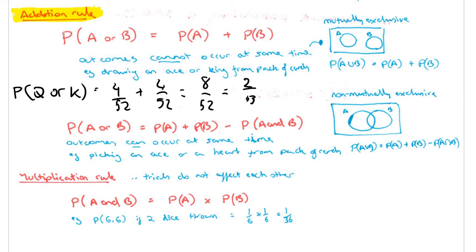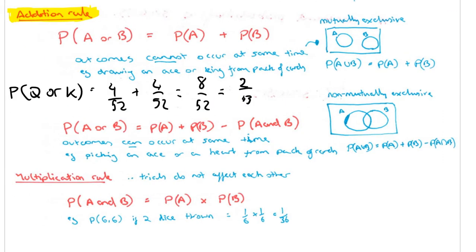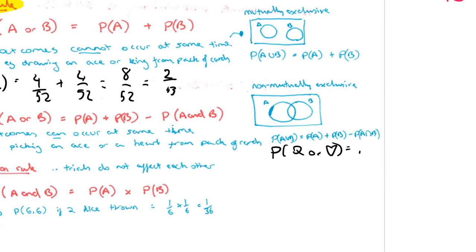Now, this will change if the 2 events are not mutually exclusive. So for example, if the 2 events can occur at the same time, let's say in this one you're looking for the probability of a queen or a heart when you're picking a card from a deck of cards. That's going to be the probability of getting a queen, which is 4 over 52, plus the probability of getting a heart, which is, well, there's 13 hearts, so that's 13 over 52.